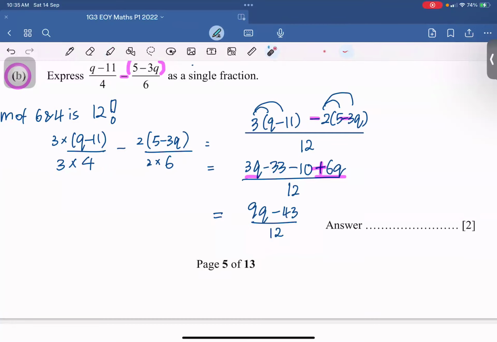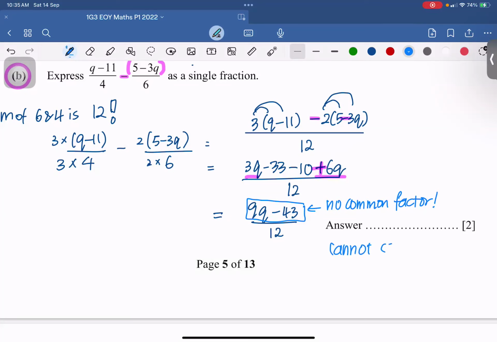Then some students will tell me that I cancel 9 and 12 like that. That is not true. It cannot be cancelled. Why is that so? I must make sure there is any common factor. If I want to cancel top and bottom, I must make sure the second portion also has the same common factor. So in this case, 43 cannot be divided by 3. No common factors in the numerator. So I cannot cancel the 9 and the 12. All right, so in this case, this will be my final answer.